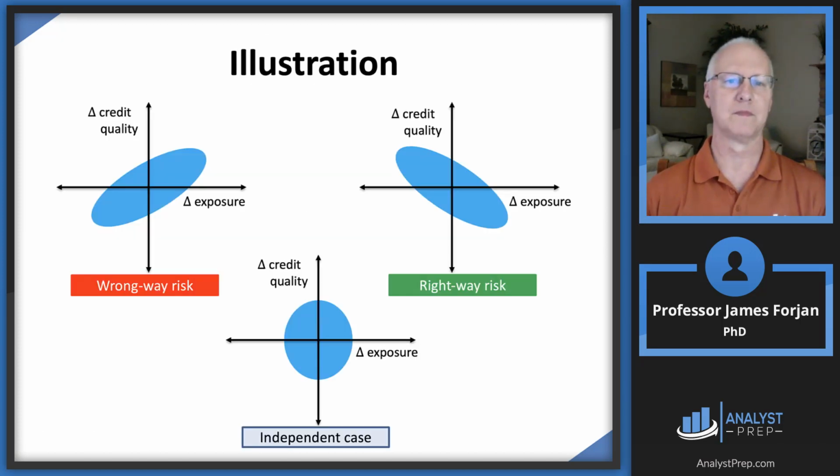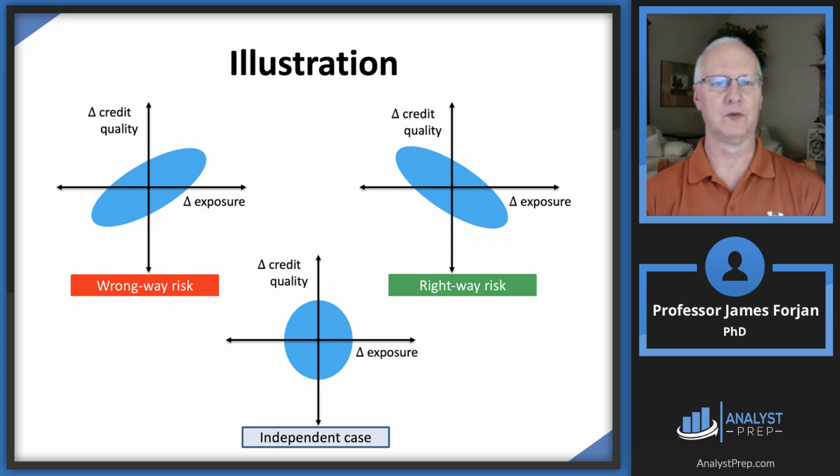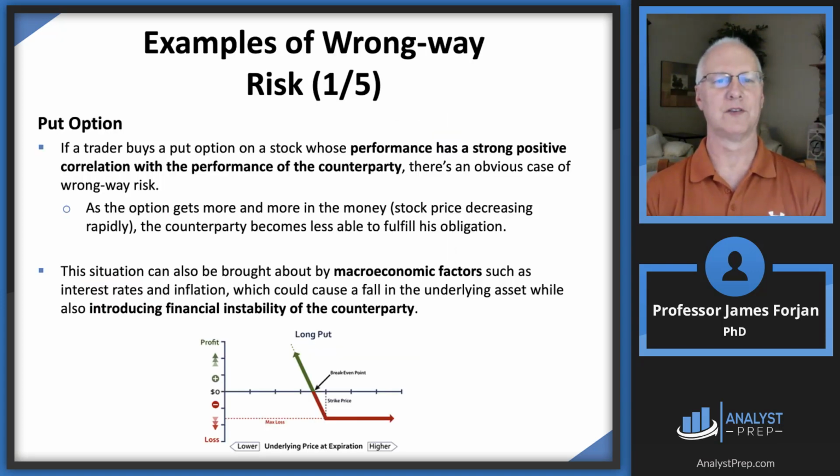So here's just a quick illustration of upward sloping, so wrong way risk. Notice the horizontal and vertical axes, change in exposure and change in credit quality, so that's an upward slope. Right way risk would be a downward slope. And if we don't have any correlation, an independent case, that would be in the middle with that. Boy, is that a circle or is that an oval? I need to get my glasses fixed.